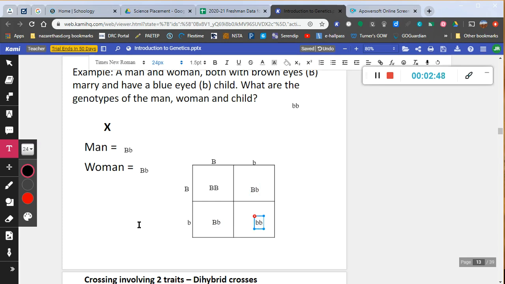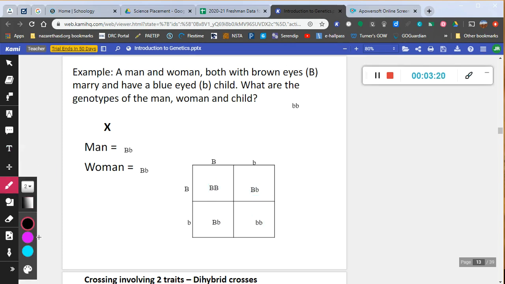And you can see, if we did our genotypic ratios, we would have a 1 to 2 to 1 genotypic ratio: 1 homozygous dominant to 2 heterozygous to 1 homozygous recessive. And we'd also have a 3 to 1 phenotypic ratio, where the top 3, these 3 around the corner, would all have brown eyes. And then here is that one child right here that has blue eyes.